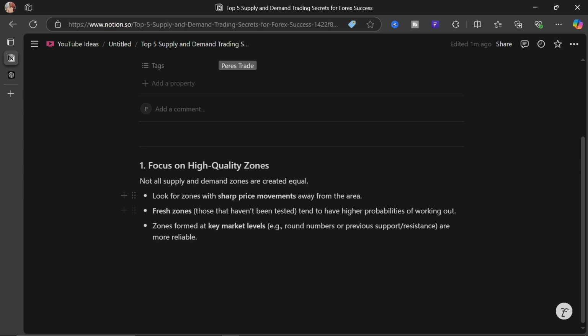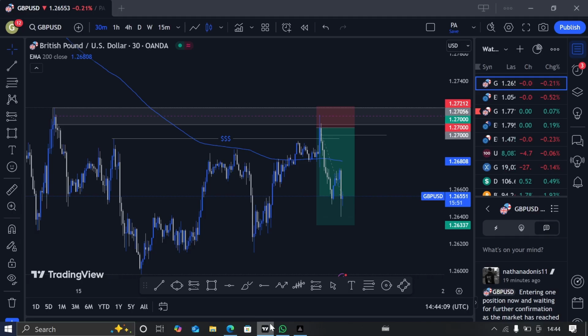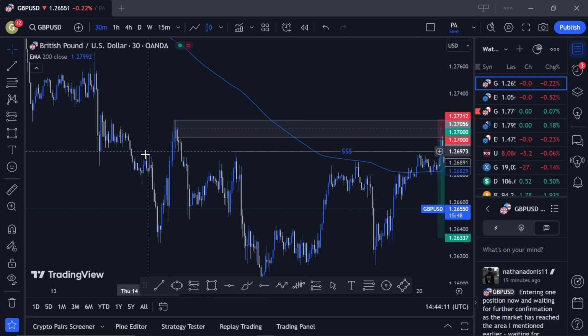Now here it is. When identifying supply and demand, first simply make sure that the zone is only of high quality. Now what makes a high quality zone? Here are the rules. 1, look for zones with sharp price movement away from the area. What this simply means is that your zone should have a major movement from it and not be a sluggish zone. So for example, let me show you what that actually means.